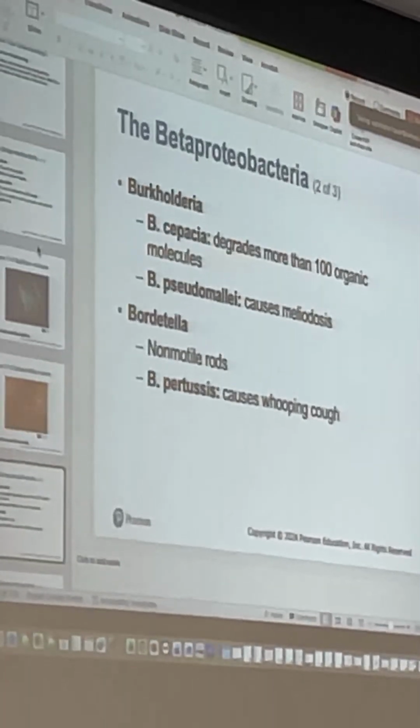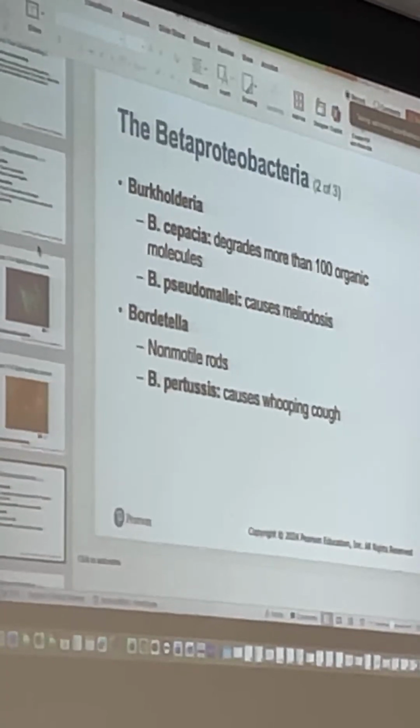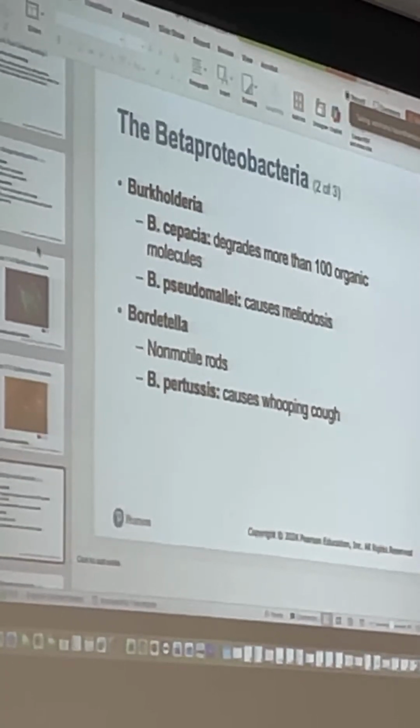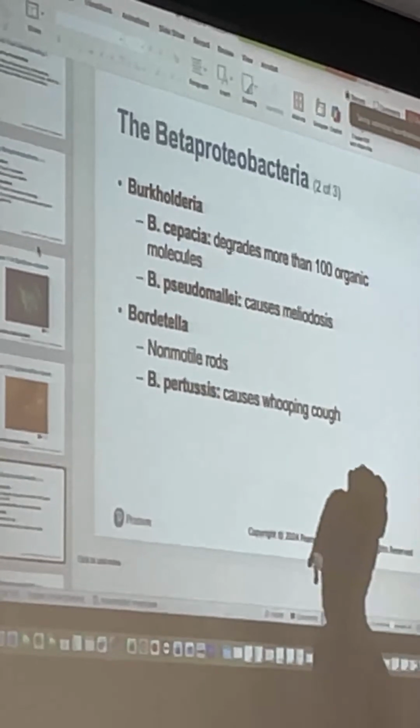Alright, so this is where I wanted to get to. Burkholderia, yes. So we're talking about Burkholderia. This is also a gram-negative microbe. This little fella is going to be aerobic. And this one is interesting because Burkholderia cepacia can actually degrade more than 100 organic molecules. What does that even mean? That's not good. Doesn't sound so good.